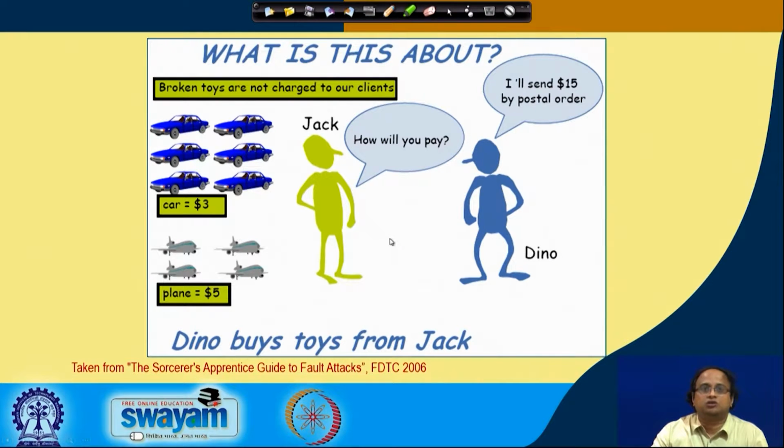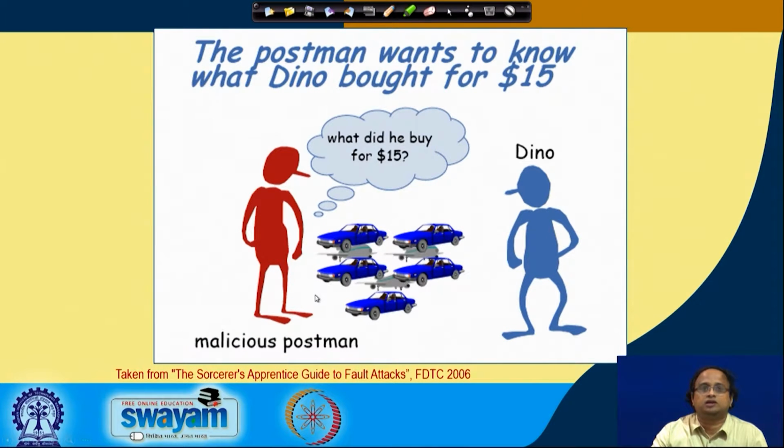So Jack asks Dino, how will you pay? Dino says that he will send $15 by postal order, and immediately you can understand that there are two possible transactions. Either 5 cars are being procured, or 3 planes are being procured. Imagine that there is a malicious postman who is curious to know which of these transactions has taken place. Information theoretically, there is 1 bit of uncertainty: I want to know whether it is transaction 0 or transaction 1.